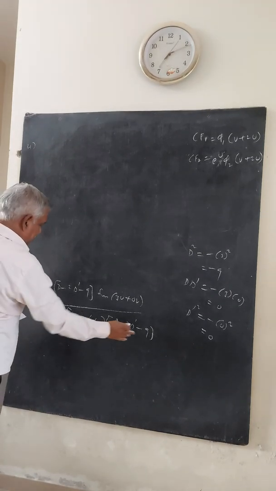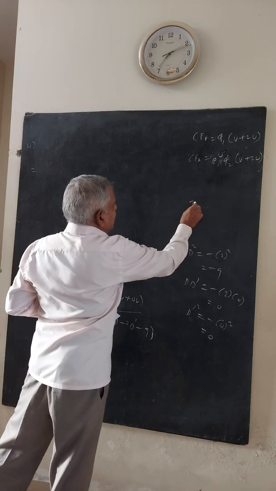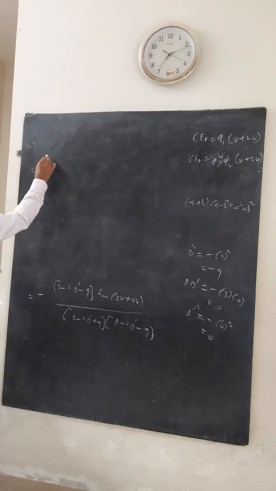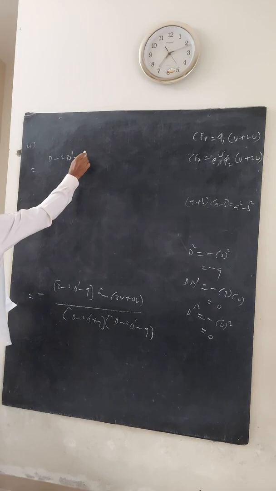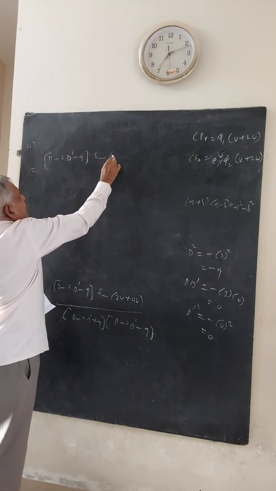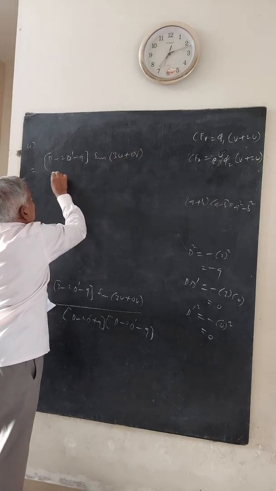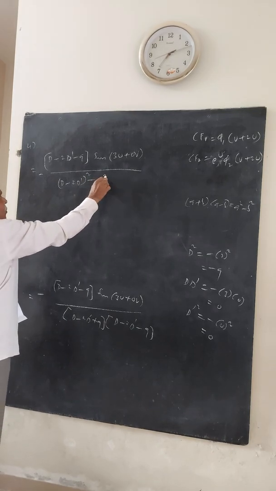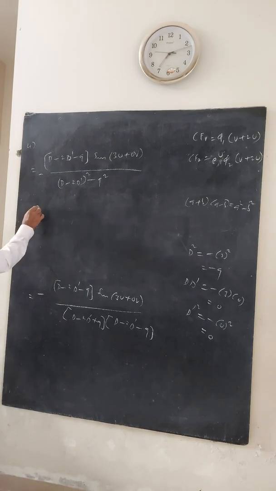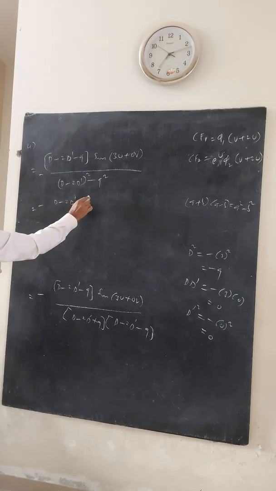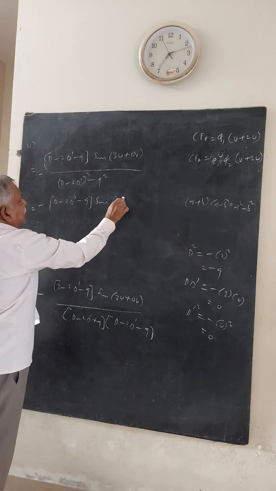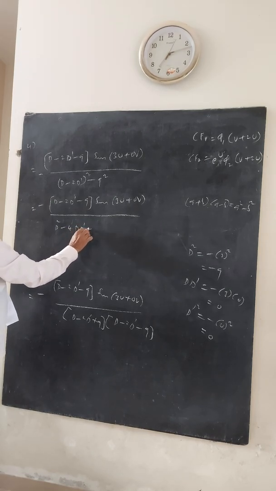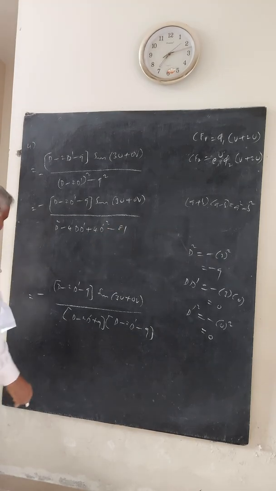Applying the (A plus B) into (A minus B) formula: A plus B into A minus B equal to A square minus B square. So minus D minus 2D dash minus 9 sine 3u plus 0v divided by negative outside, (D minus 2D dash) whole square minus 9 square, where A square minus 2AB plus B square, minus 81. 9 square is 81.